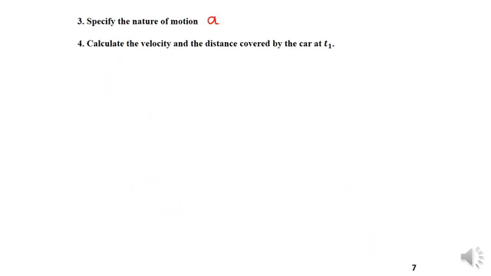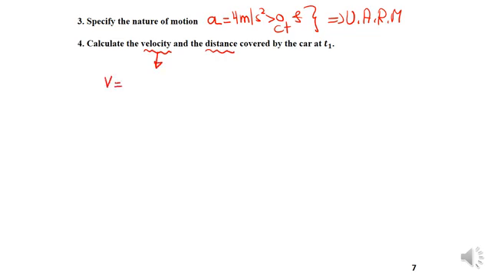Part 3, specify the nature of motion. Since the acceleration equals 4 meters per second squared, it is positive and constant, then the motion is UARM. Finally, calculate the velocity or the speed and the distance. Since the motion is UARM, then we have v equals at plus v0. This is for the velocity, and for the distance x equals half at squared plus v0t plus x0.